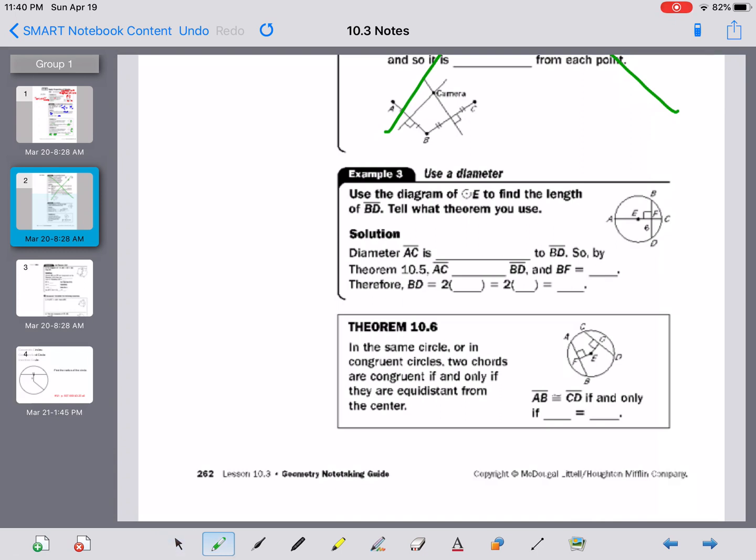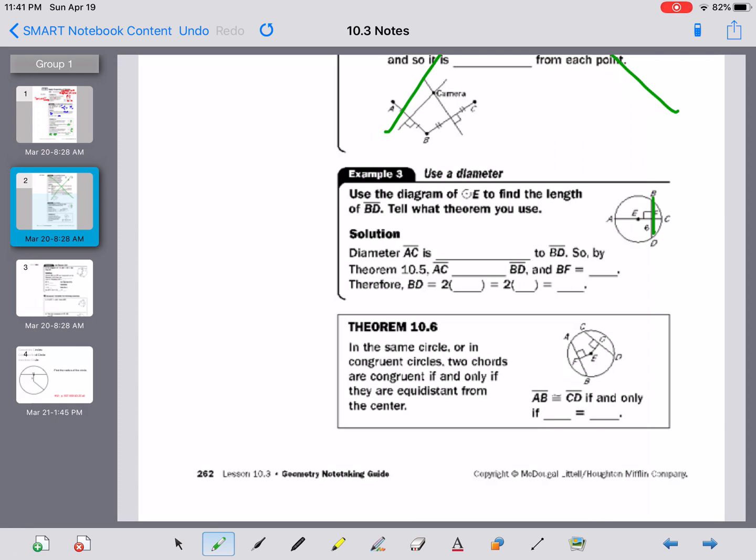All right. I'm going to use this diagram of circle E to find the length of segment BD. It is super important as you read through your homework and such, always look to see, am I finding a segment or am I finding an arc? Because we want to make sure we're finding the same thing. So when I look at BD, it's definitely a segment.